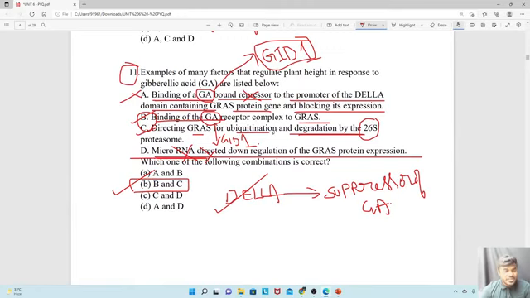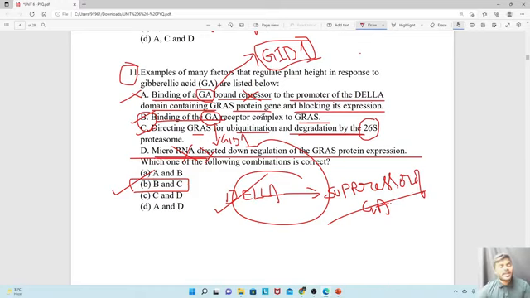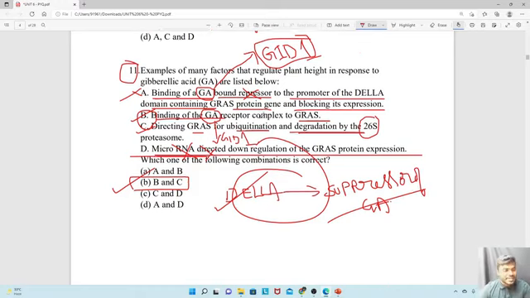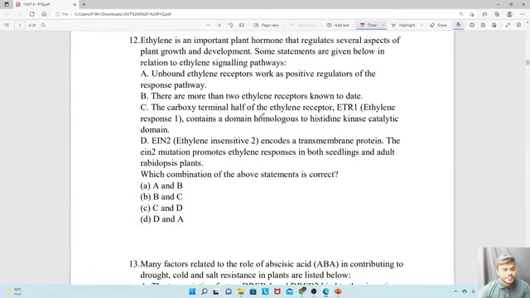Upon multiple revisions, you can easily remember. Don't get confused. Gibberellic acid associated with the GID1 and DELLA protein can act as a regulator of the gibberellic acid or suppressor of the gibberellic acid. Remember that point.